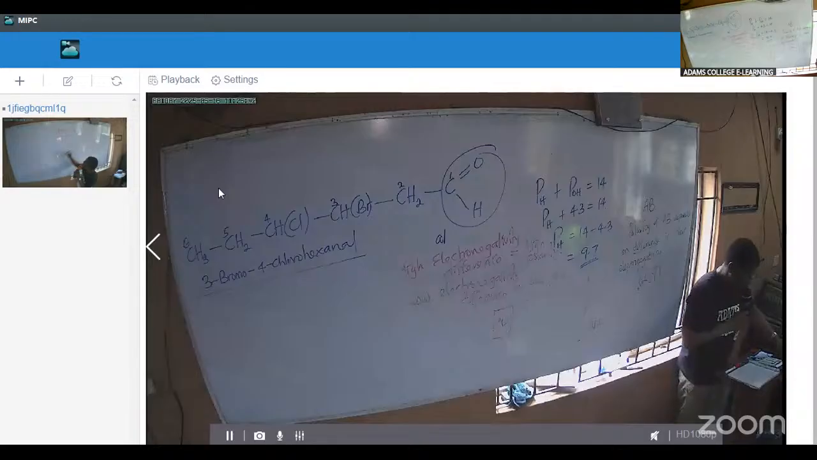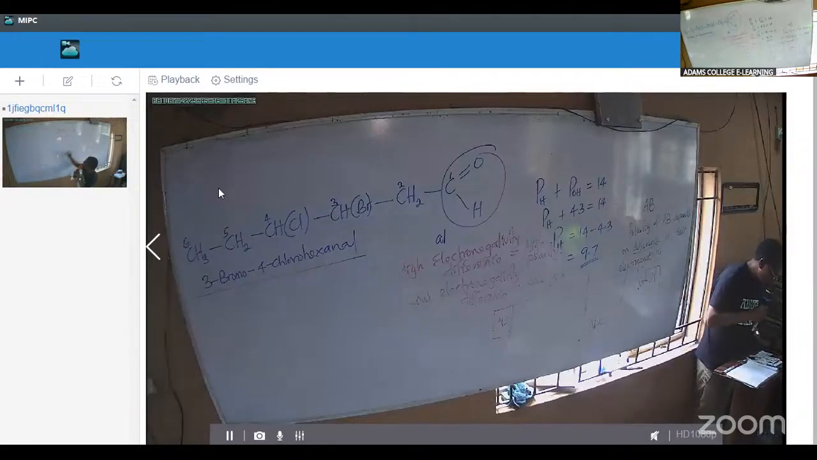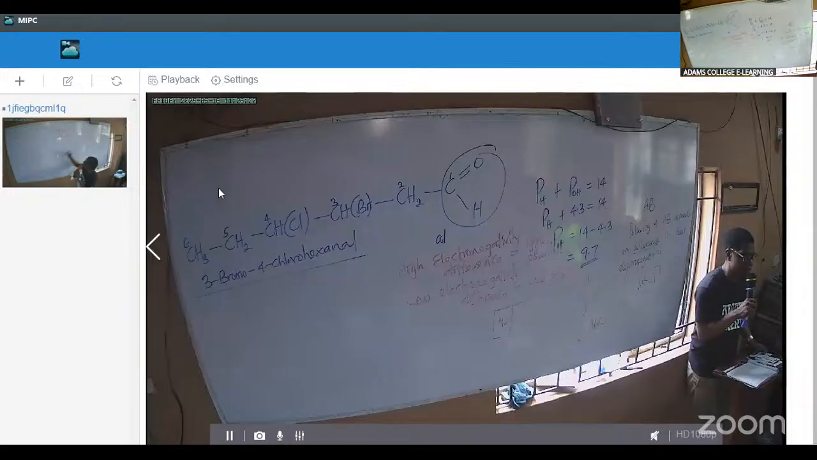Another question. The hydrocarbon used in the production of styrene is: option A, ethyne; option B, propyne; option C, ethane; option D, ethene. What's the answer?